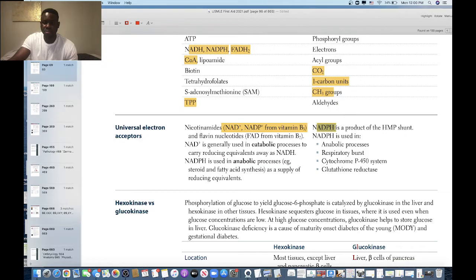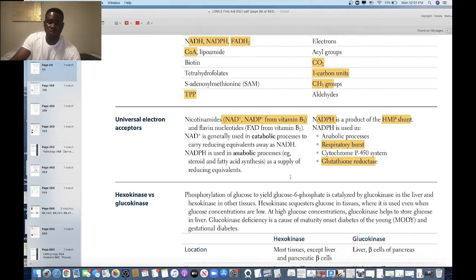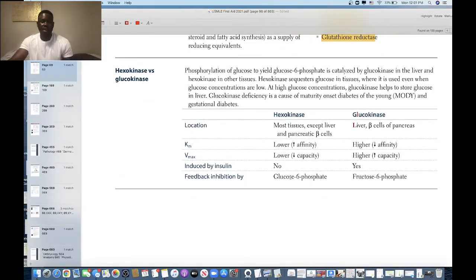NADPH is used in the HMP shunt, and that is used in anabolic processes and the respiratory burst. We'll see this when we do chronic granulomatous disease. They have a deficiency of certain enzymes, and then we'll not be able to have those respiratory bursts. We also use it in the reduction of glutathione. Glutathione is made in the body naturally, and when it's reduced, it can be used to remove free radicals from the body.